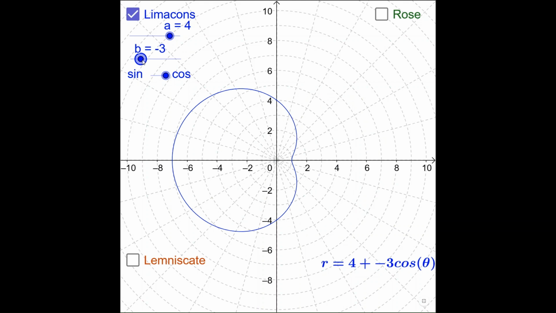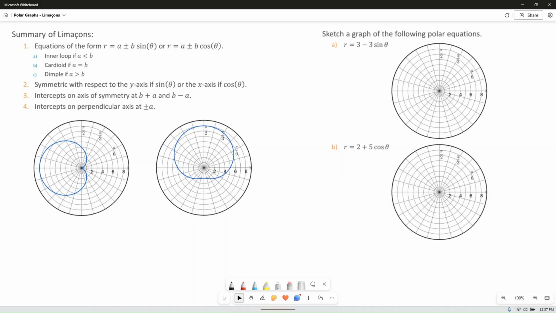Let's summarize that again and then look at some examples. All right, so just a quick summary of limaçons. The equations have the form r equals a plus or minus b sine of theta, or r equals a plus or minus b cosine of theta. We're going to have an inner loop if the a value is smaller than b. We're going to have a cardioid if a is equal to b. And we're going to have a dimple if a is greater than b. And when you think about comparing a's and b's, just ignore the signs altogether. It's just the absolute value of a and b.